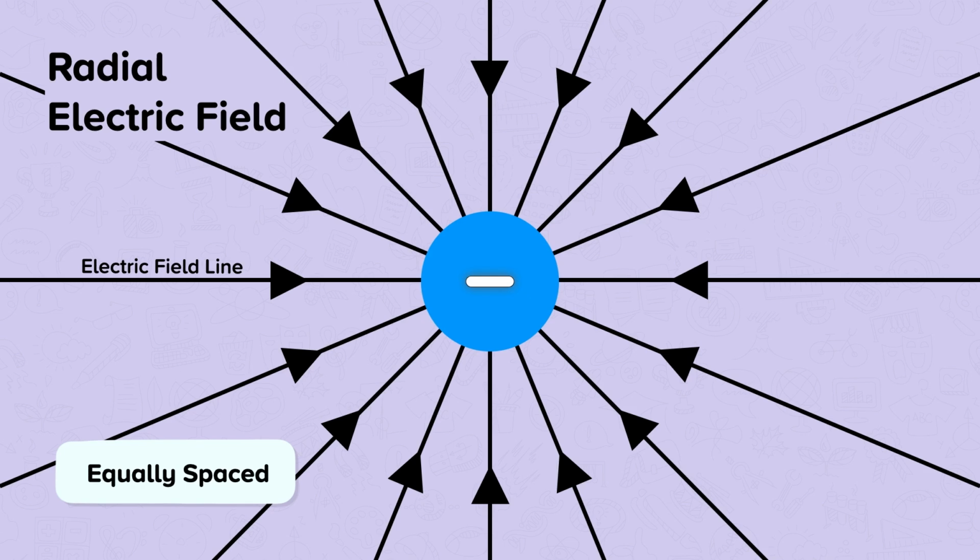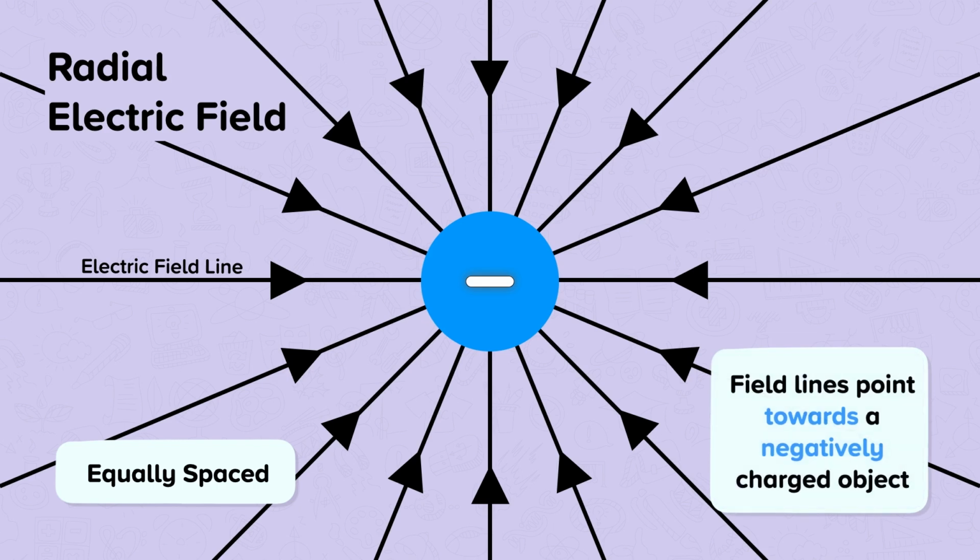The direction of an electric field line indicates the direction a positive charge will move if it is placed at any point on that field line. A positive charge will experience an attractive force in the same direction as the electric field line. The electric field line points towards a negatively charged object, as a positively charged object will be attracted towards it.